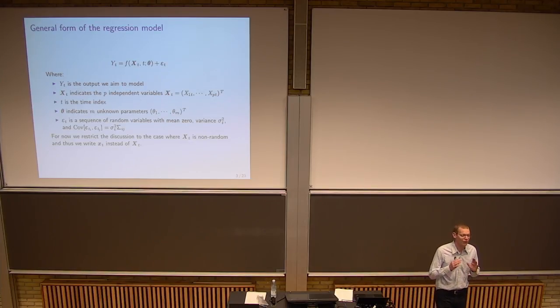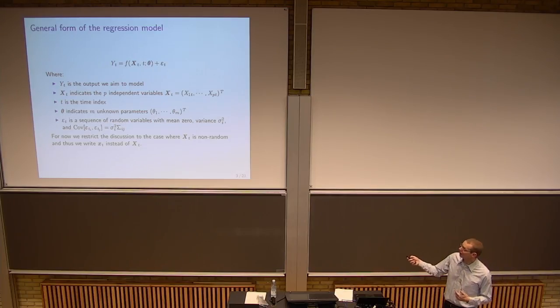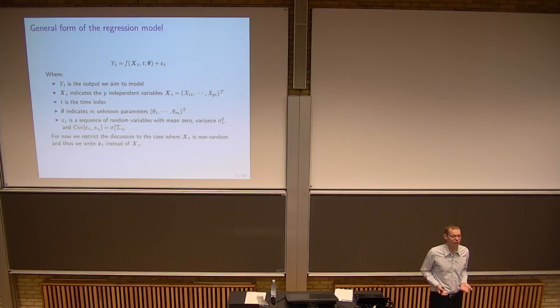So, the most general form of regression model is basically to say, well, you have some observations and output that you want to model, and then you have some functional relationship that depends on some independent variable x, could be a vector, elements at each point in time that you observe, could depend on time, and of course it could depend on some unknown parameters. Because if you knew everything, the regression part was maybe not so interesting. And then we have this epsilon here again, kind of describing the unknown, the noise, or lack of fit.